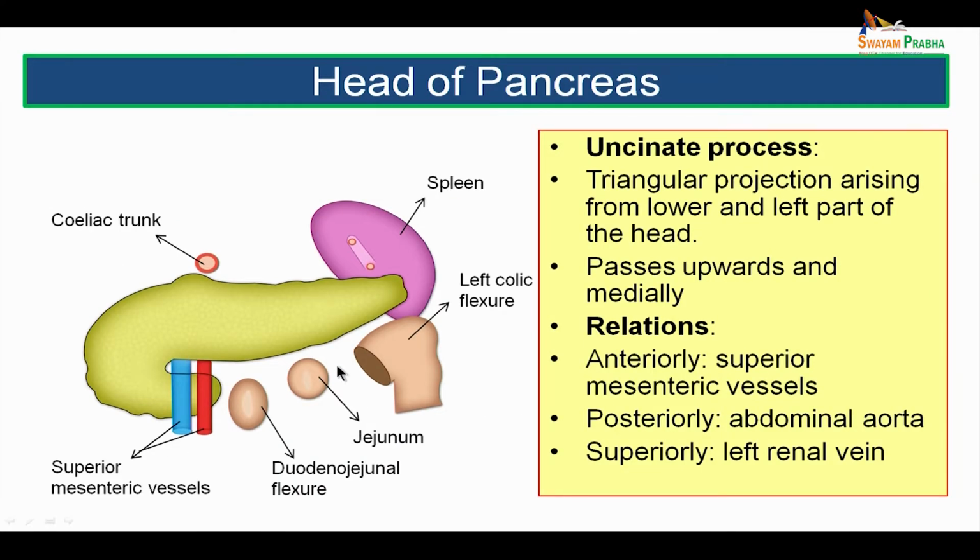The uncinate process. It is a triangular projection arising from the lower and left part of the head of pancreas. It passes upwards and medially. Relations of the uncinate process: anteriorly, it is related to the superior mesenteric vessels, while posteriorly, it is related to the abdominal aorta. It is related superiorly to the left renal vein.